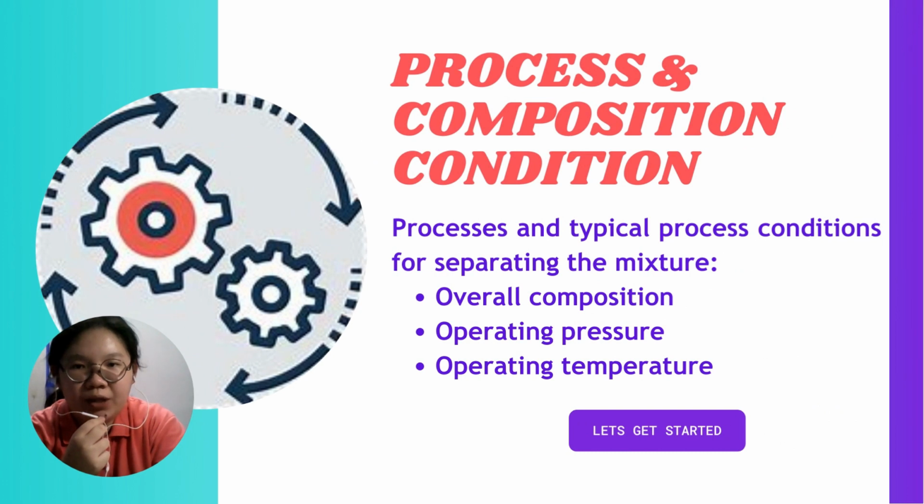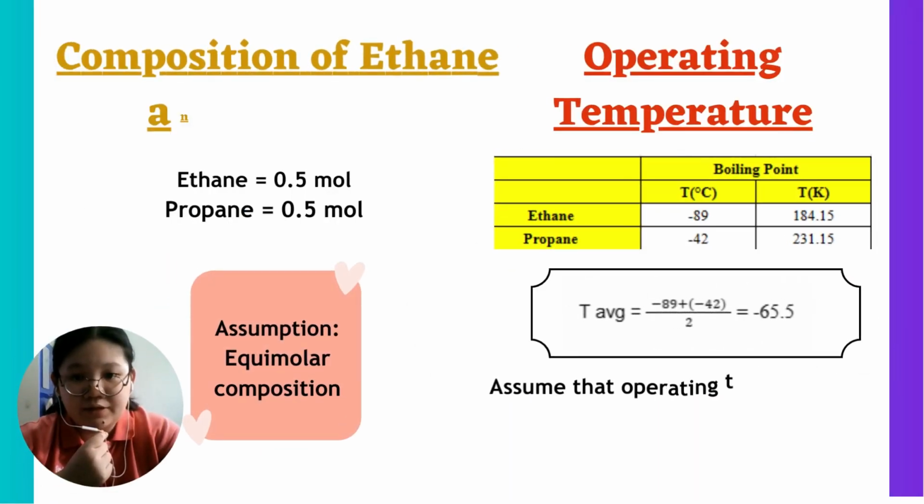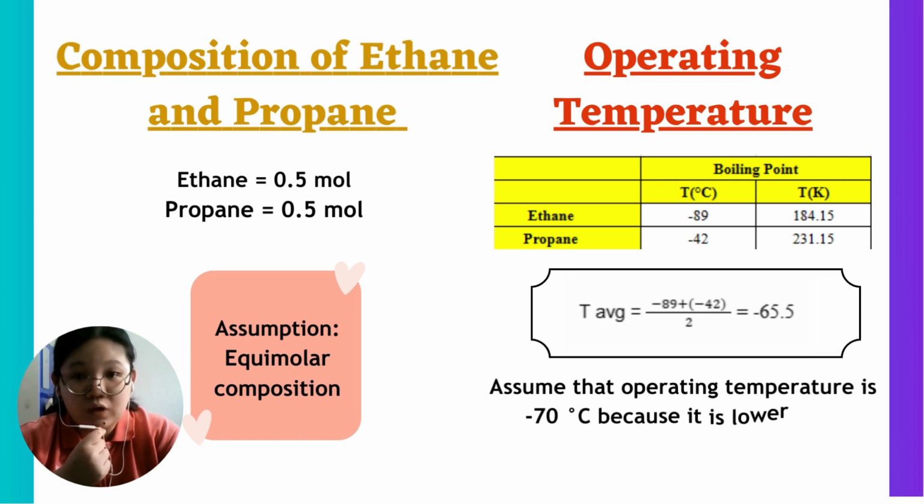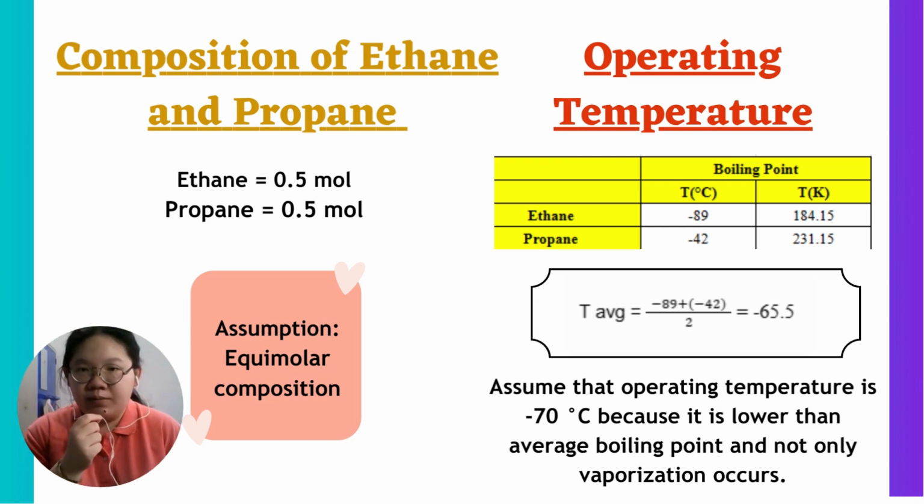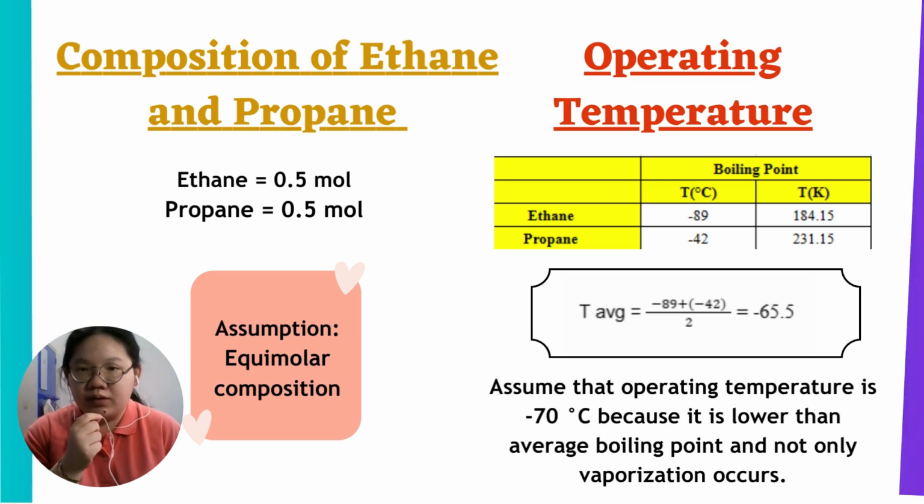In this part, we need to determine a few typical process conditions, which are overall composition, operating pressure, and operating temperature of the mixture. In this project, we assume that it is an equimolar composition. Therefore, the composition for both ethane and propane is 0.5 mol. By calculating the average temperature between the boiling points of ethane and propane, we assume that the operating temperature is negative 70 degrees Celsius, because it is lower than the average boiling point and not only vaporization occurs.